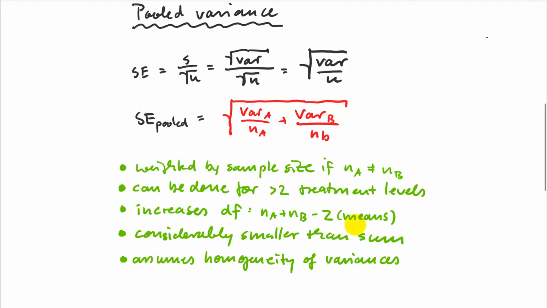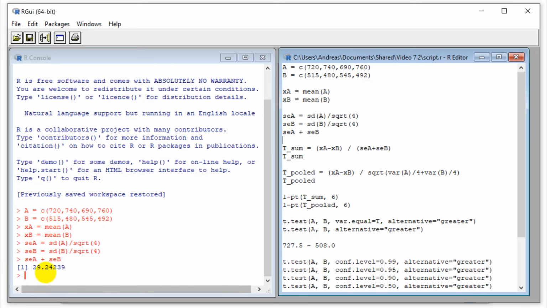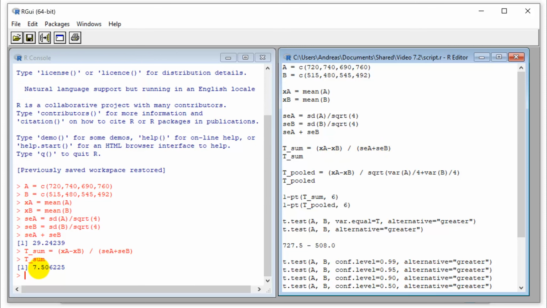Okay, so let's see if we can get this to work in R. Starting with reading in of variety A and variety B data. Let's calculate the means and the standard errors. So if I add up the standard errors, they were both around 14 point something, I'll come up with 29. So that could be my noise term. So if I calculate the t-value based on the sum of the standard errors, this will be my t-value, so 7.5 standard deviations out. So we already know that's a highly significant result. We don't even have to calculate the p-values.